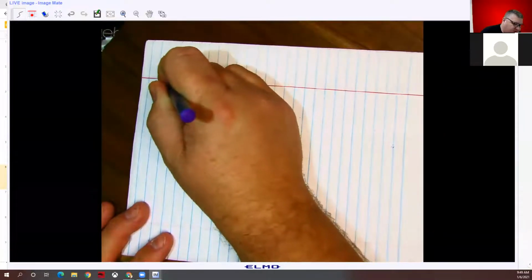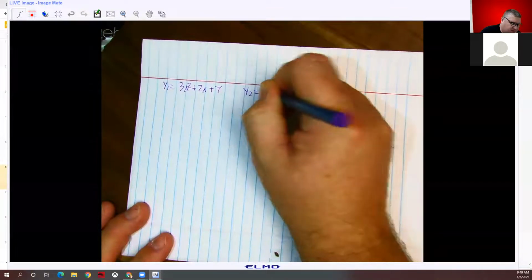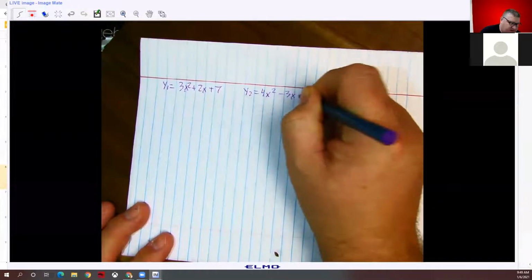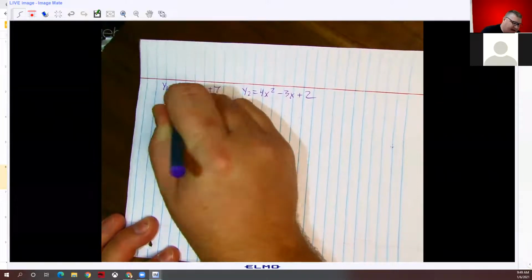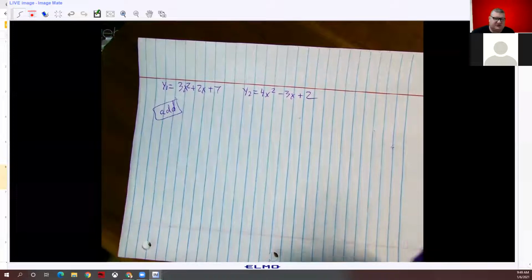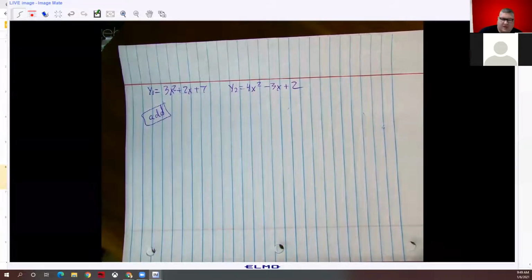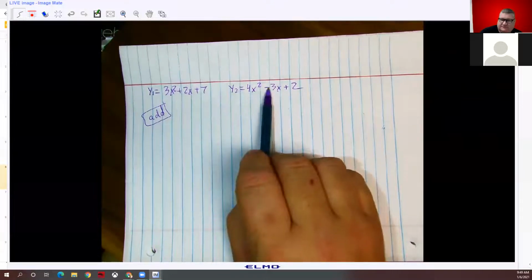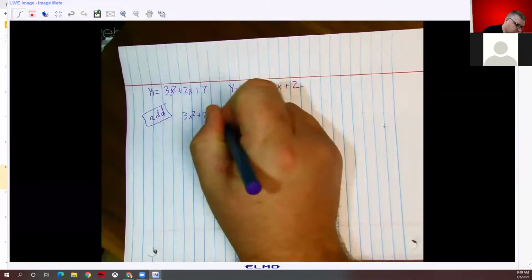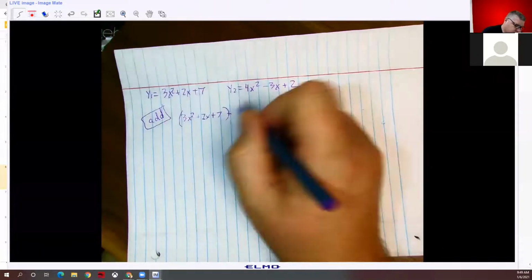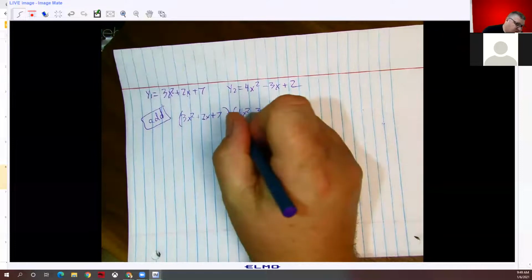Now, if we have polynomials like y1 equals 3x squared plus 2x plus 7, and y2 equals 4x squared minus 3x plus 2, and I want to add them, how would I add this polynomial to that polynomial? Any suggestions? Put it in the chat. What would I do to try to put this together with this? Combine like terms, I agree with you 100%.